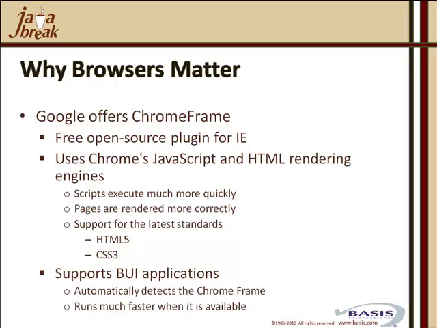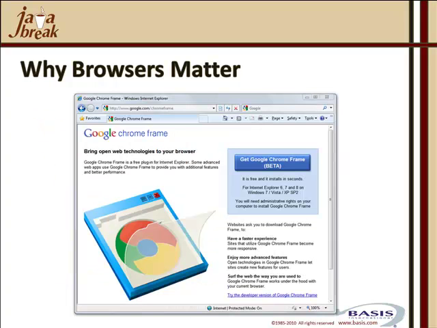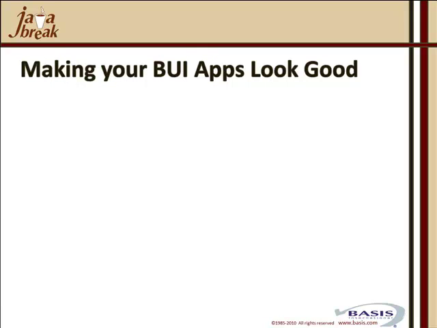BUI will automatically detect the Chrome Frame within Internet Explorer and then run much faster when it's available. So if you want to get hold of the Chrome Frame, it's available from the Google website, and you can download that and install it with Internet Explorer 6, 7, or 8 on your Windows 7, Vista, or XP client box. So let's move on to the last part of our session today.